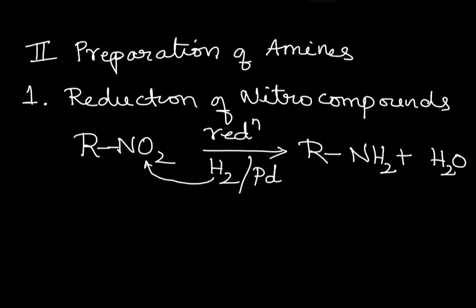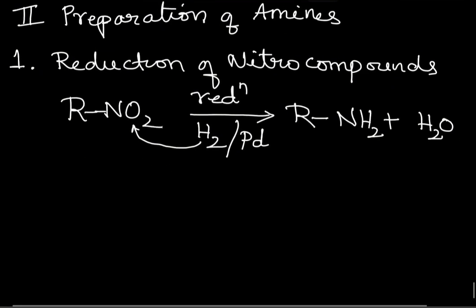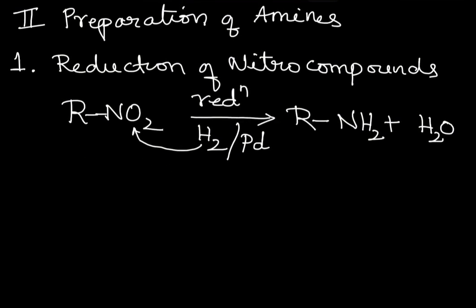In organic chemistry generally there is no need for us to balance the reaction. So nitro compounds can be converted into amine. What type of amine is it? Is it a primary, secondary or tertiary amine? Primary amine. This is a primary amine. So this is the general method of preparation of amines.